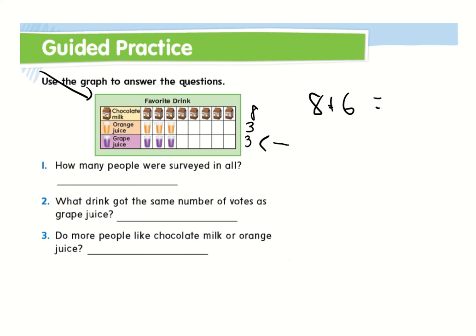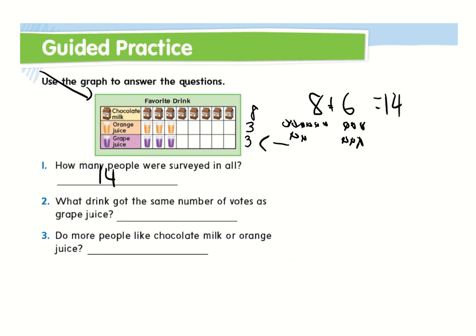So if I solve this, I have 1, 2, 3, 4, 5, 6, 7, 8 plus 1, 2, 3, 4, 5, 6. Let's count them up. 1, 2, 3, 4, 5, 6, 7, 8, 9, 10, 11, 12, 13, 14. So, boys and girls, how many people were surveyed in our survey here? We have 14.